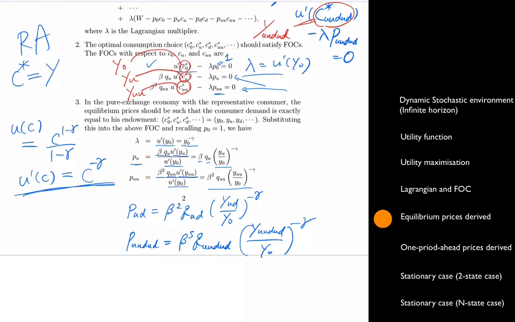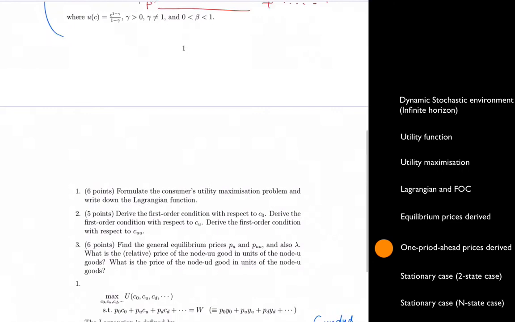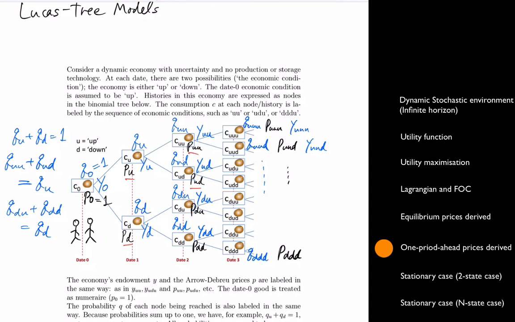Now we got all the equilibrium prices. In one of the previous classes, I explained the concept of the one period ahead state prices. All these prices, all these P's, PU, PD, they are all the prices seen from date zero.